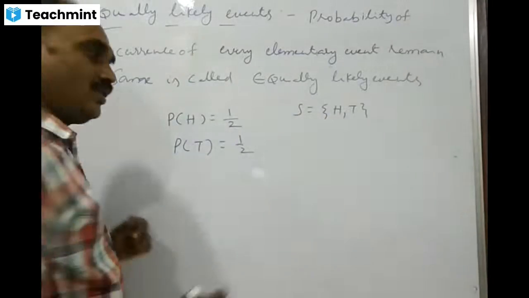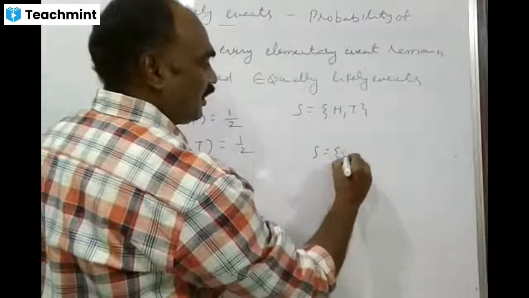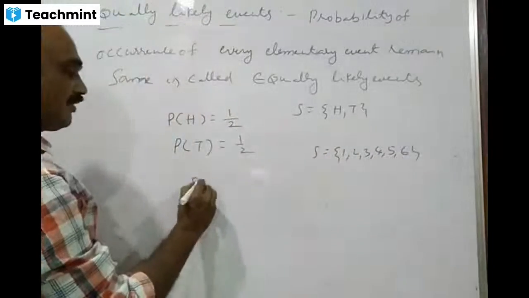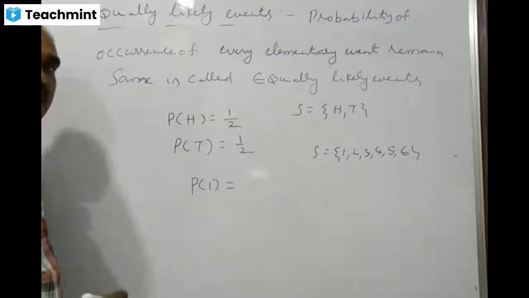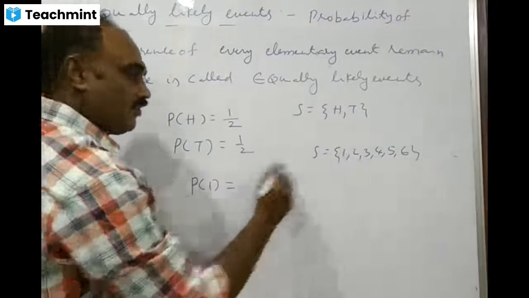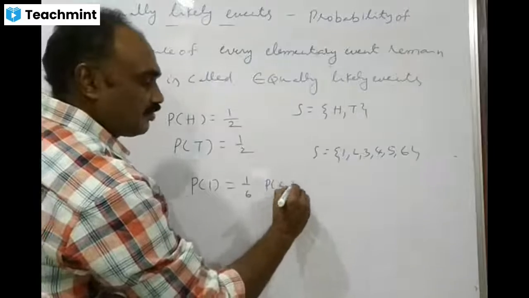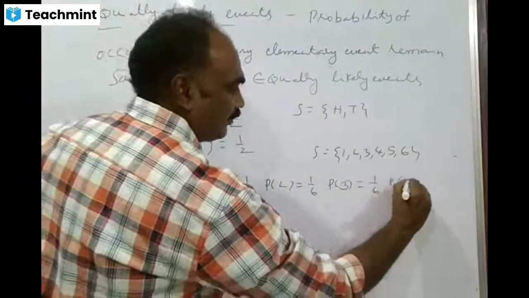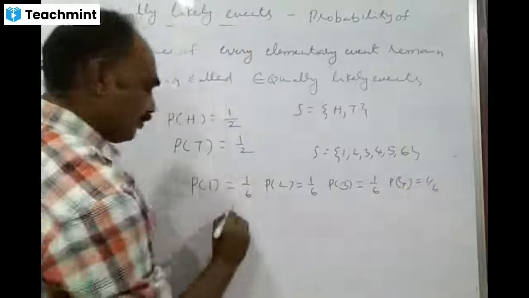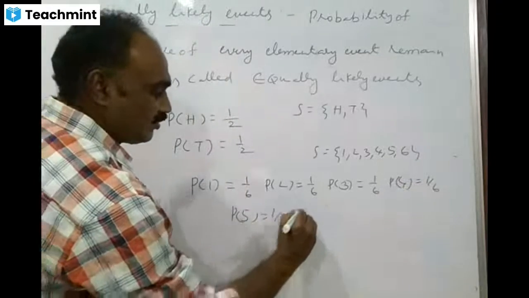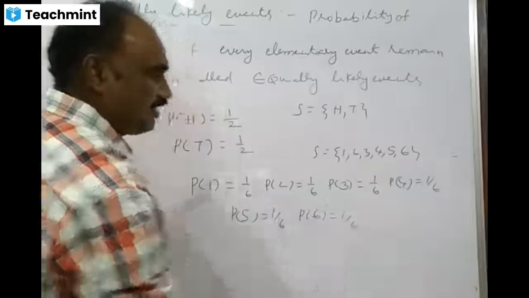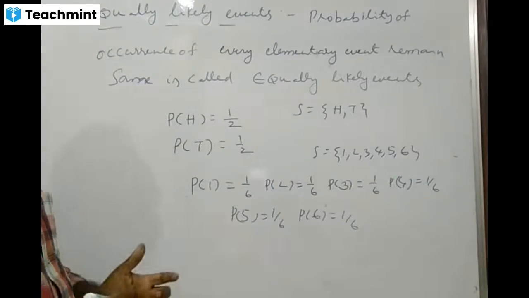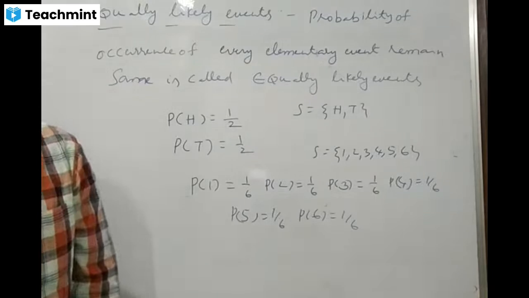Suppose a die is rolled: 1, 2, 3, 4, 5, 6. Probability of getting 1 is 1 by 6. Probability of getting 2 is 1 by 6, of 3 is 1 by 6, of 4 is 1 by 6, of 5 is 1 by 6, and probability of 6 is 1 by 6. And these are equally likely events. This is an example of equally likely events.